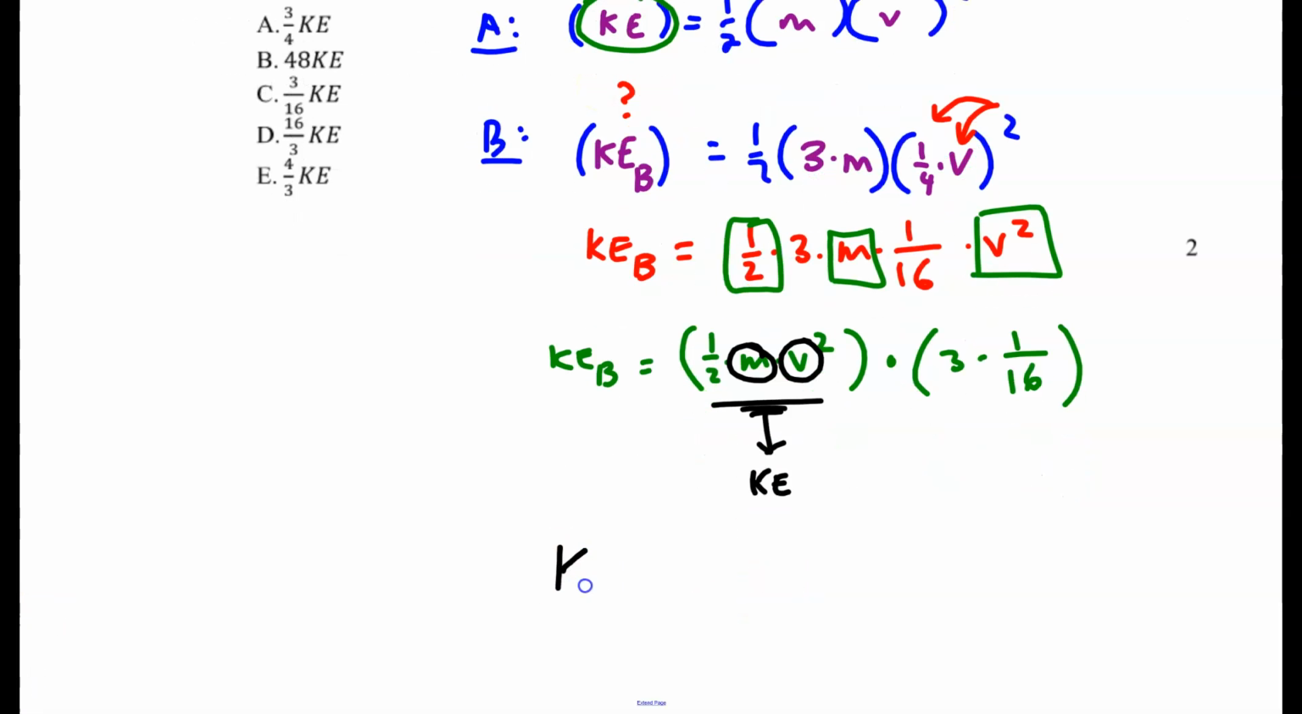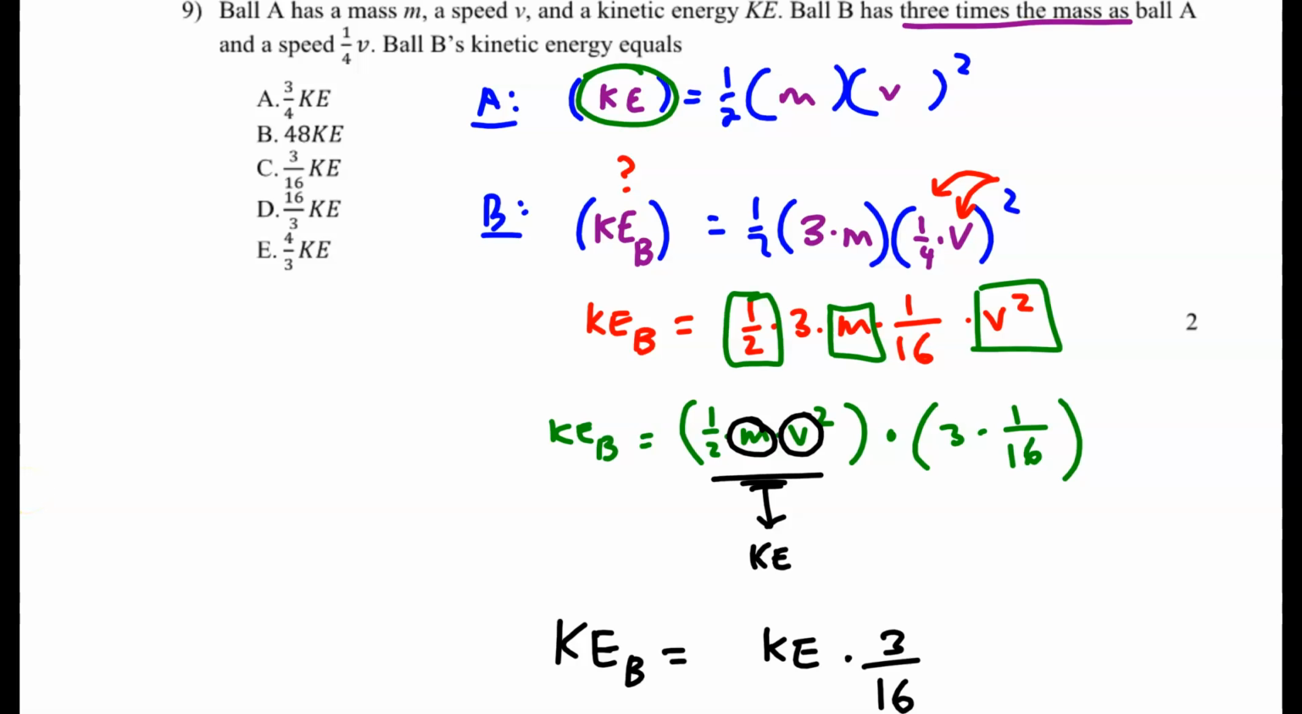So I can substitute and say B's kinetic energy is the original Ke multiplied by 3/16. And which answer is that? It's choice C.